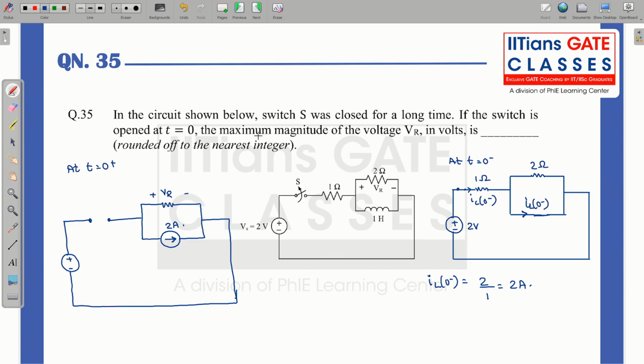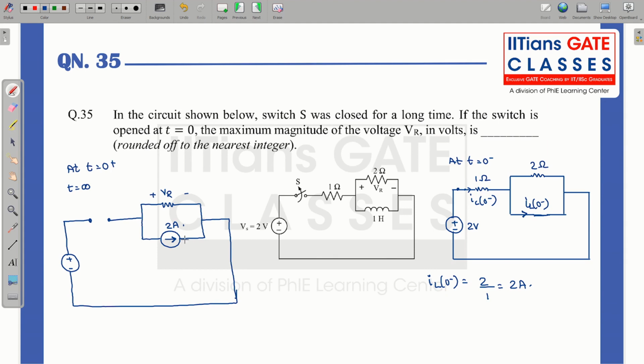Now you have been asked what is the maximum magnitude of the voltage VR. So you can see at t equal to infinity, what will this current be? The inductor will once again become a short, so due to that the current will become zero. Why? Because this is your source free circuit, so there will be no current. The current will start decreasing the moment this switch is open. So your maximum value of voltage VR will be at t equal to 0.